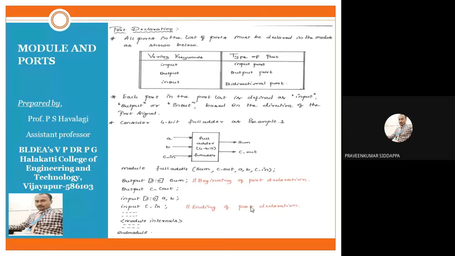Okay. So next we will move to the port declaration. Here all ports in the list of ports must be declared in the model as shown below. Okay. So here in Verilog, we have 3 keywords: input, output, and inout. Whenever we are designing any system, if you have an input, we should write it using the keyword input, output, inout. Each port in the port list is defined as input, output, or inout based on the direction of the port signal.